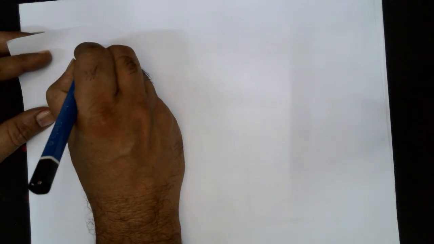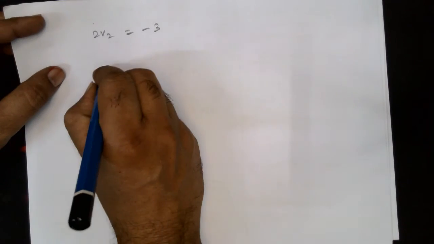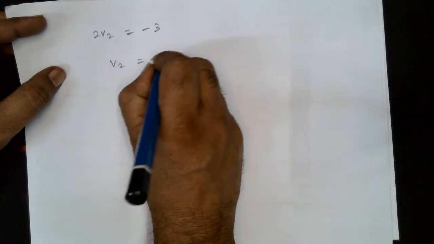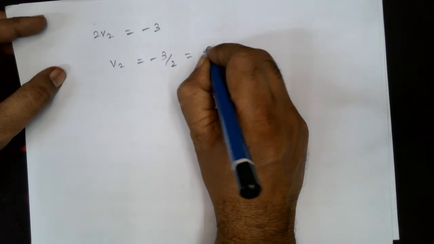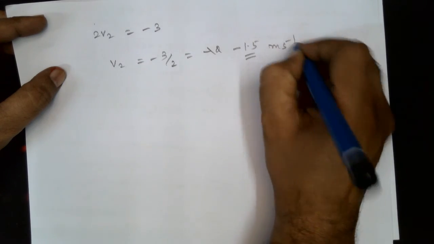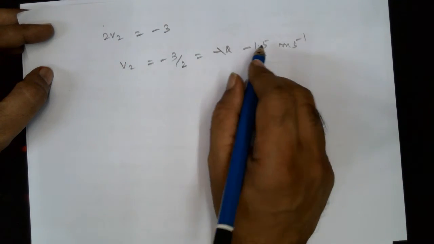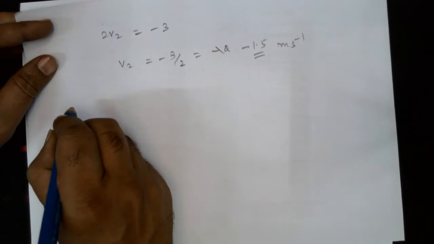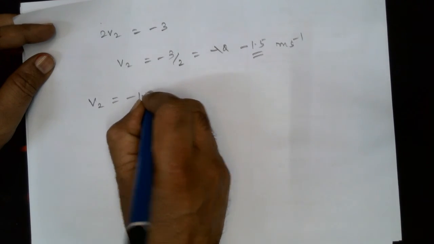Now, V2 is equal to what? 2V2 is equal to how much? Minus 3. Therefore, V2 is equal to minus 3 divided by 2, that is equal to minus 1.5. Are you able to follow? This is meter per second. And in fact, this minus 1.5 is the recoiling. Okay? So, V2 is equal to minus 1.5.